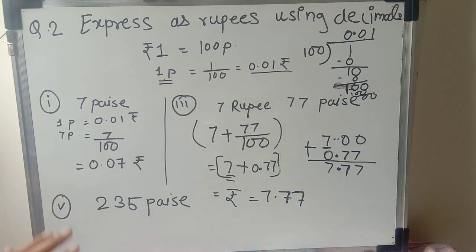Okay, so let's solve the next example now. The same thing we have to do. Here 235 paisa is there. So what we have to do? We have to divide the given paisa by 100, and here we'll get the answer.